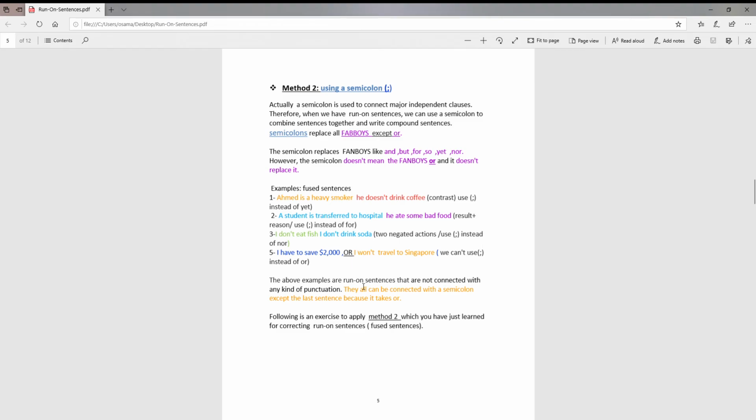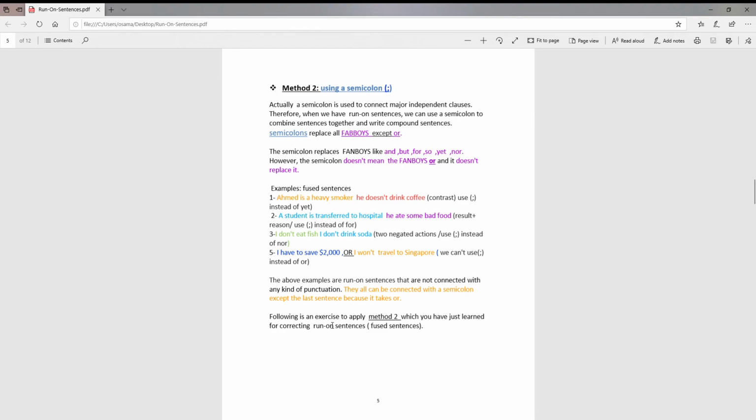Okay? Next one. The above examples are run-on sentences that are not connected with any kind of punctuation. They all can be connected with a semicolon except the last sentence, because it takes "or."